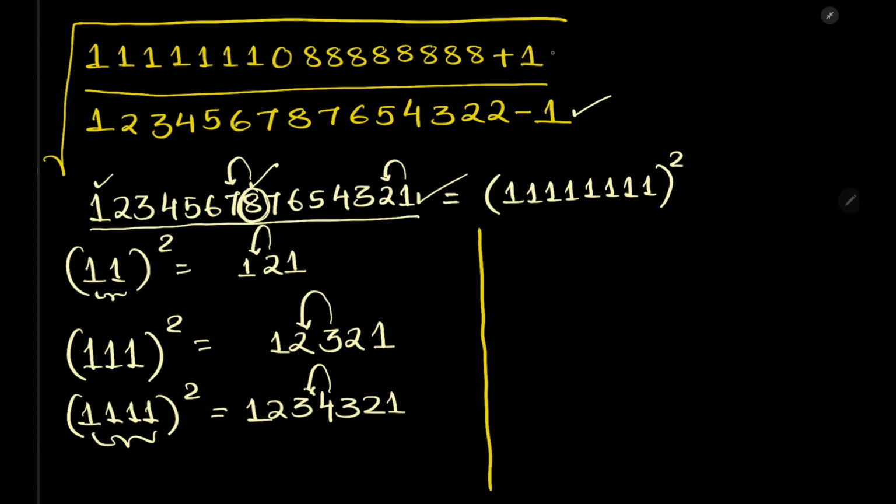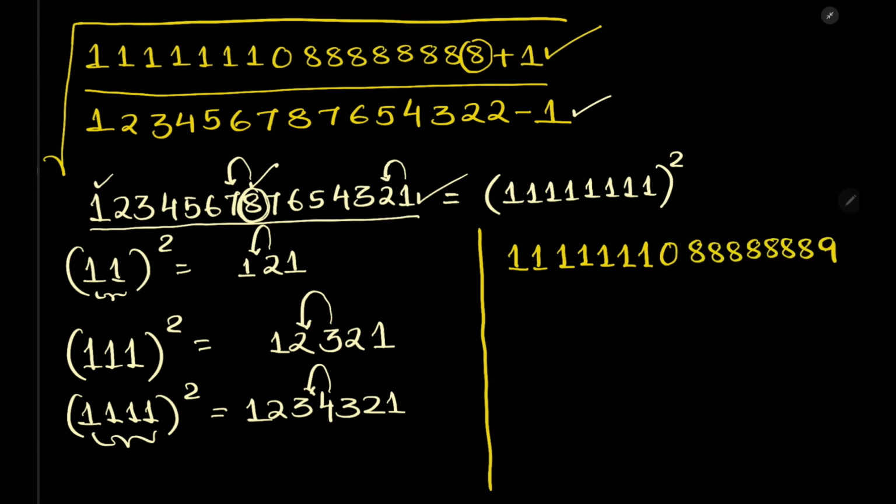Similarly, if you look into the number which is present in the numerator, if we add 1 to this number, then this digit will become 9. Then we can write this number as 1 seven times, then 0, then 8 seven times, then 9. Now, if you look into this number, it is also a pattern of digits where 1 is present, 0 is present, 8 is present and 9 is present.